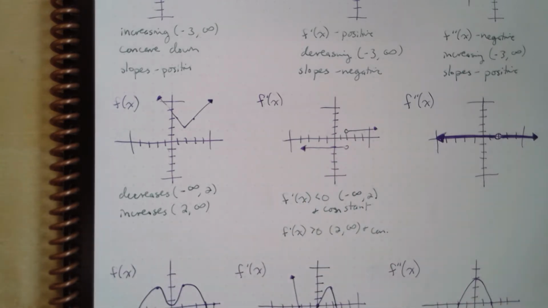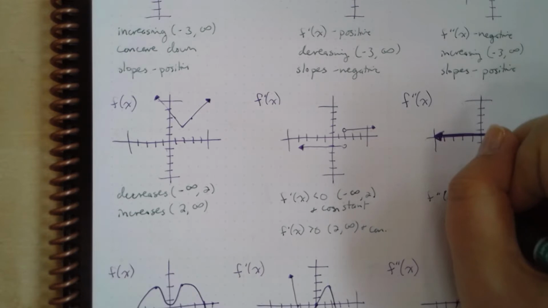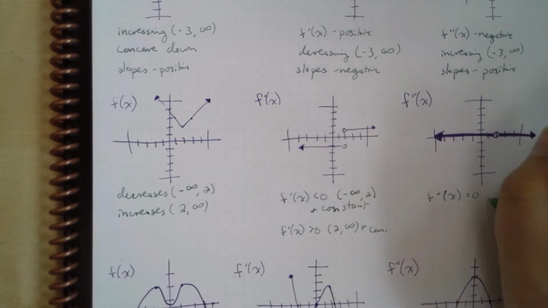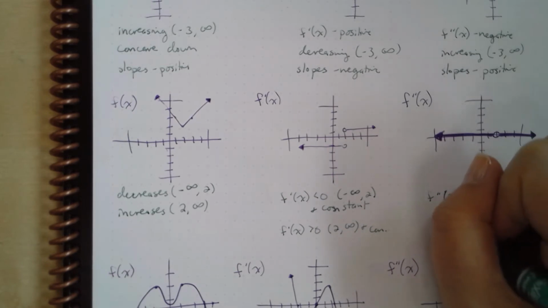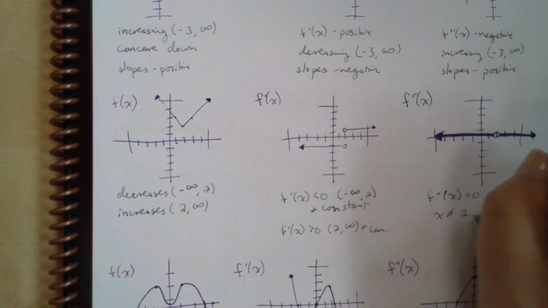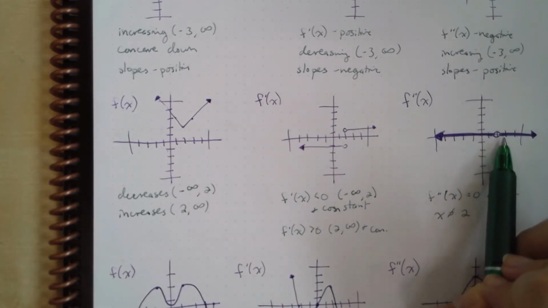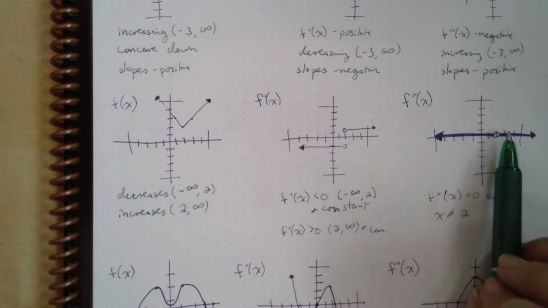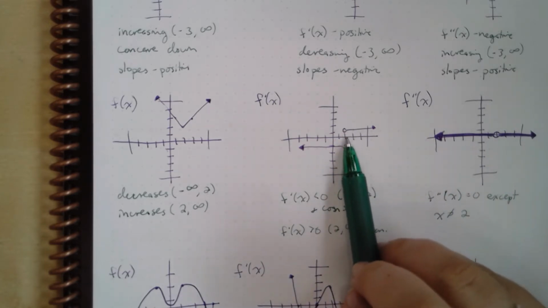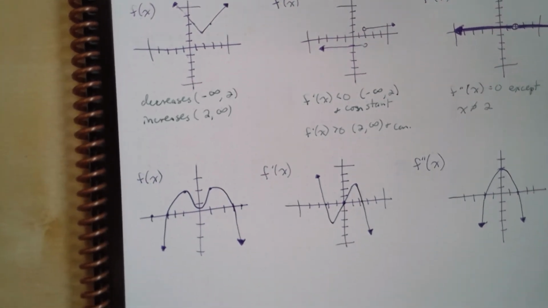And finally, if we look at f double prime of x, it is just equal to 0, except x cannot equal 2, right? And that's where we had that hole before. Well, now we've still got a hole there, right? So those constants, the slope of a constant is just 0, but because there is no derivative here, we have that hole. Finally, let's look at one last one.